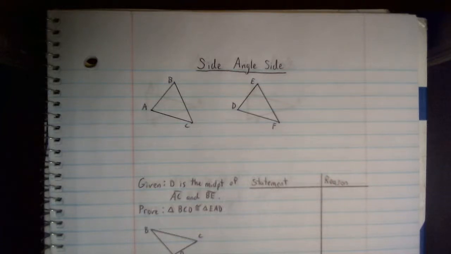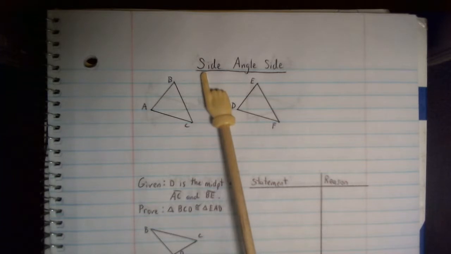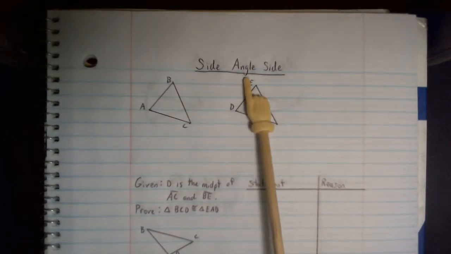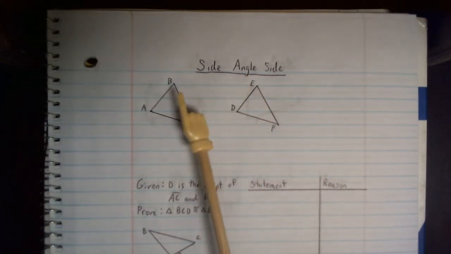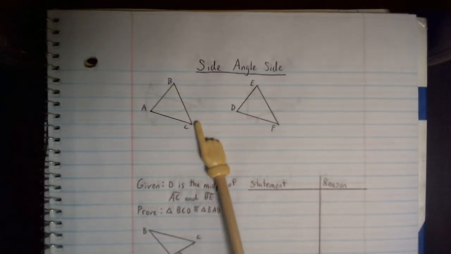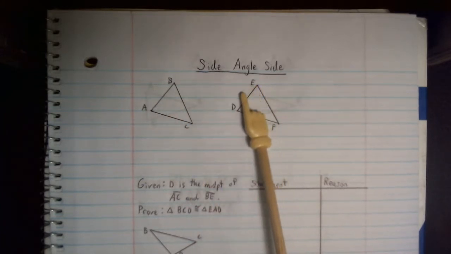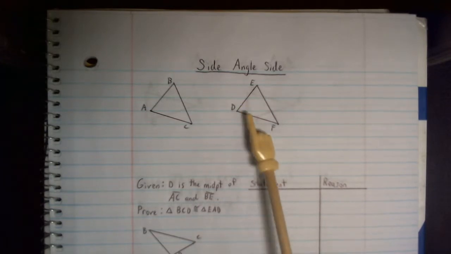Hey everybody, we're talking about side angle side congruency today. Let's see exactly what that means. It says side, another side, and in between we have the word angle. That is because we want exactly that same thing to happen in our triangle. We want to have a side, another side, and the angle that's in between those sides to be congruent to corresponding sides, angle, and side on the second triangle.